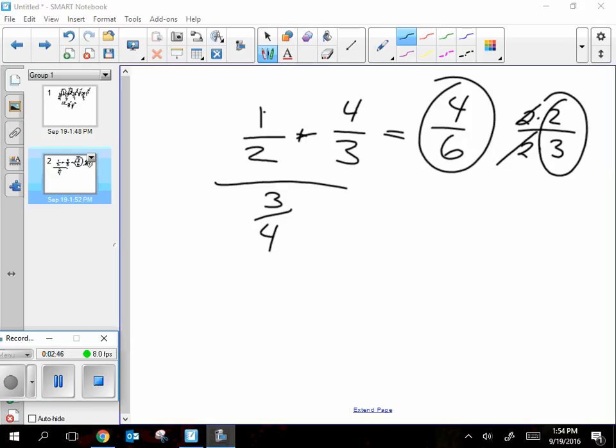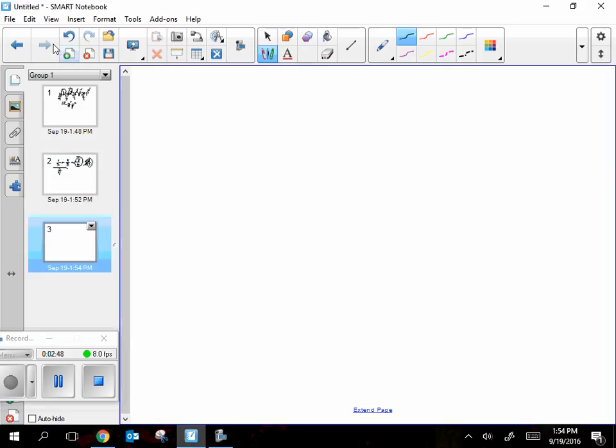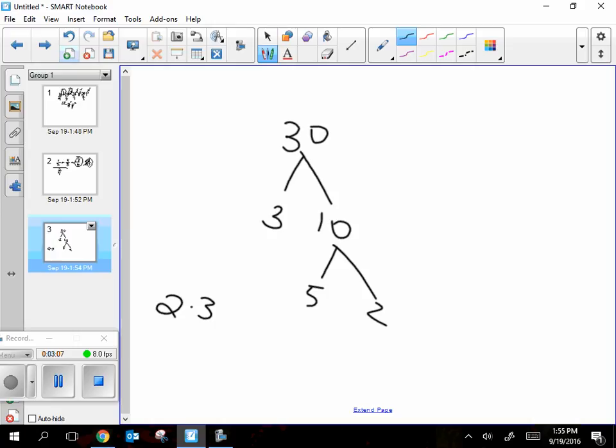Okay, the next kind I told you about was the kind where you split them up. Say we had 30, and I said break it into 3 times 10. Did we stop right there? No, we kept going, and the 10 turned into what? 5 and 2. Very good. And then you list them in order, and you say this times this times this. So what would it be? 2 times 3 times 5. Exactly.